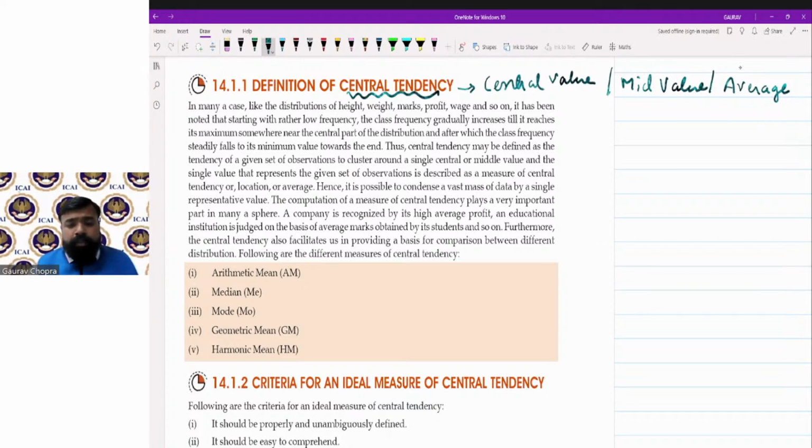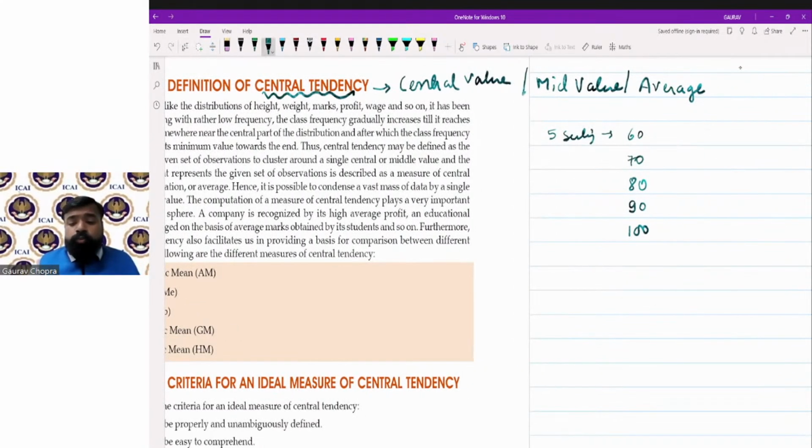For example, if we are giving an examination, and the exam has 5 subjects. After giving the exam, the marks obtained are 60, 70, 80, 90, and 100. Now, if we find the average marks, what will it be? We add them all, 400 is the total, and then we find the average. 400 divided by 5 is 80.